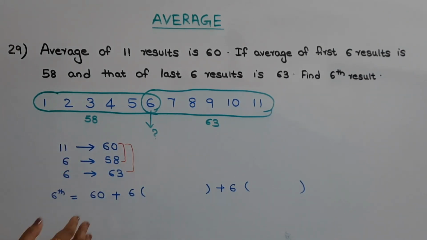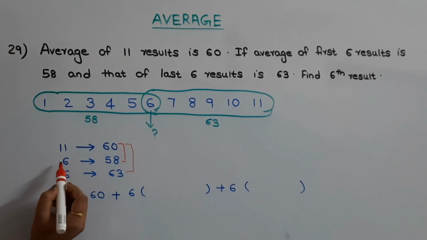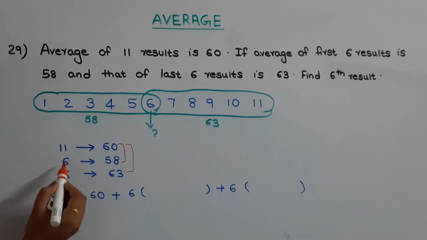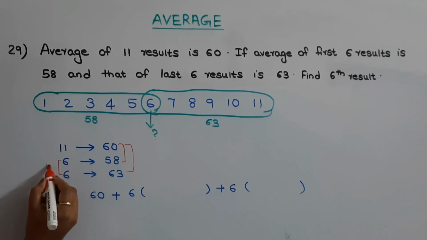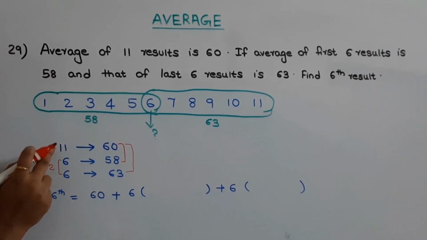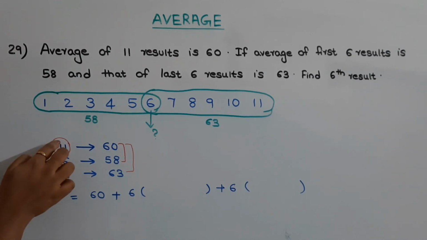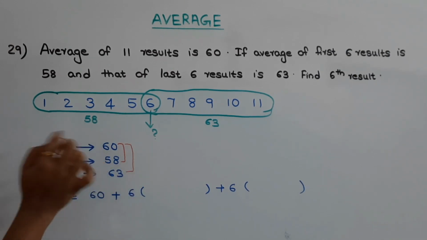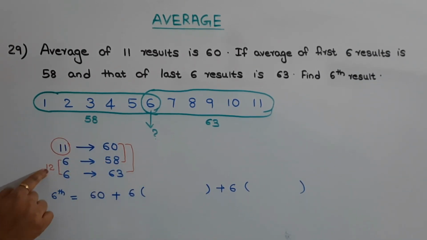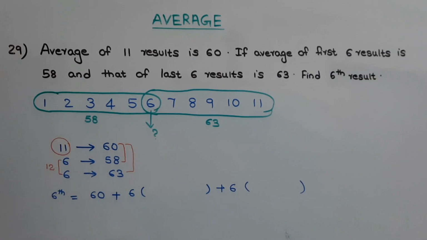So now let us find out the order of subtraction. Here first you need to find the sum of these two numbers. The sum of these two numbers is 12, and this 12 is greater than this value 11. Since this summation is greater than this value, the order of subtraction will be 58 minus 60, and for the other one it will be 63 minus 60.